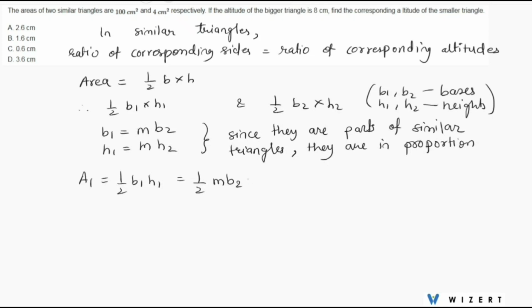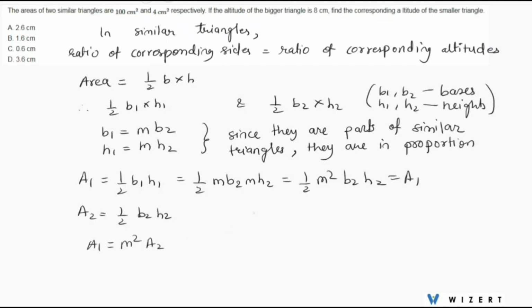m b2 m h2 is area 1. So we have half m square b2 h2 as area 1 and area 2 is half b2 h2. Therefore, we know area 1 is equal to m square times area 2.